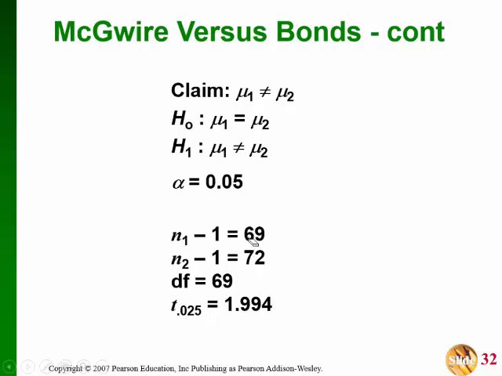And so McGwire hit 69 or 70 home runs, so the degrees of freedom for him is going to be 69. That's 70 minus 1, and Bonds hit 73, so that gives us 72 for the degrees of freedom. Now, between these two, they say the more conservative way of figuring out degrees of freedom is to use the smaller one. And so you would take 69 and go to table A3 and look up what your critical value would be.